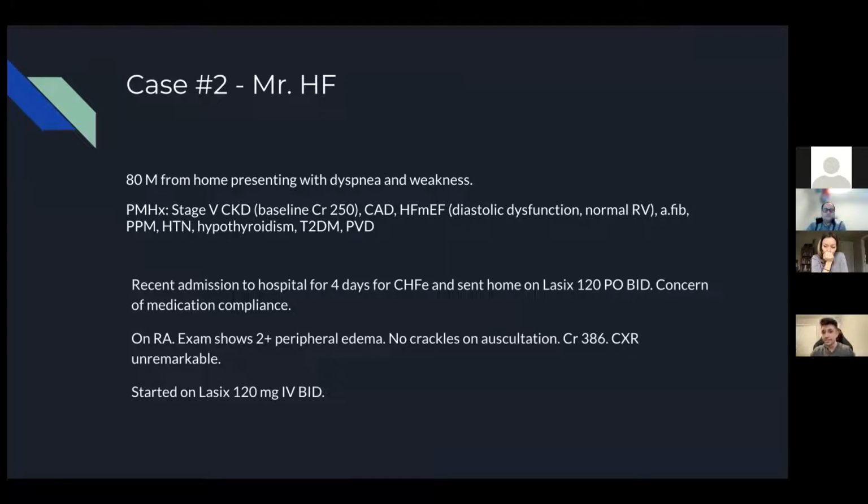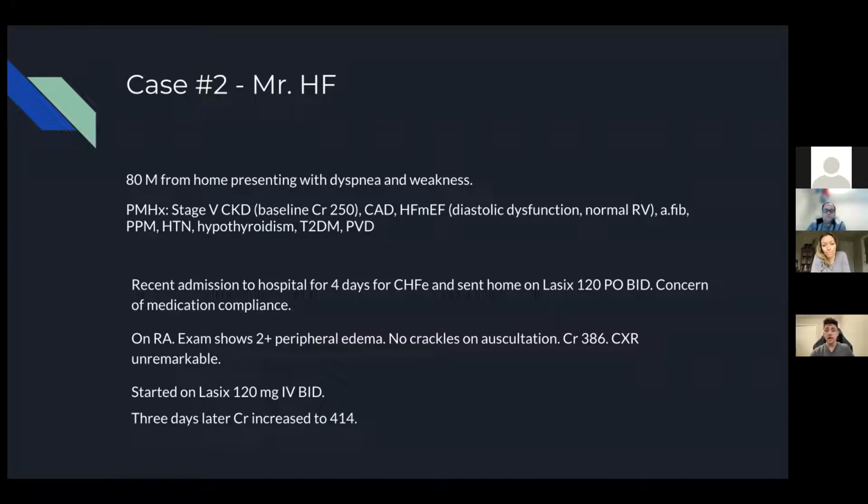He actually had a recent admission to the hospital 4 days prior with a CHF exacerbation. And they sent him home on a Lasix dose of 120 twice a day. But there was a bit of a concern about medication compliance at home. In hospital this time, he's on room air. He has a bit of peripheral edema, but not much to write home about in the lung. He's got no crackles. His chest x-ray looks pretty unremarkable, but certainly a bit of a bump in his creatinine here. It went from 250 to 386. The team, given the medication non-compliance, started him on Lasix 120 milligrams IV twice a day.